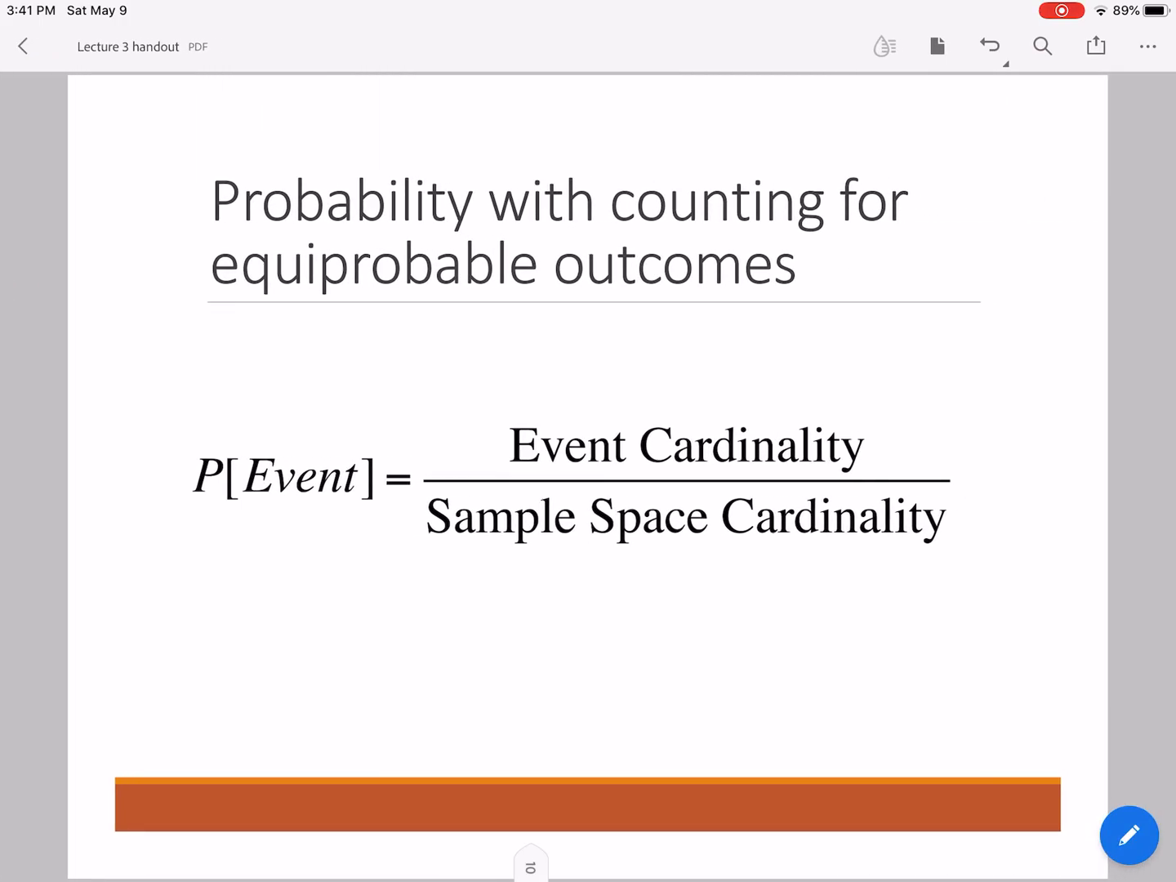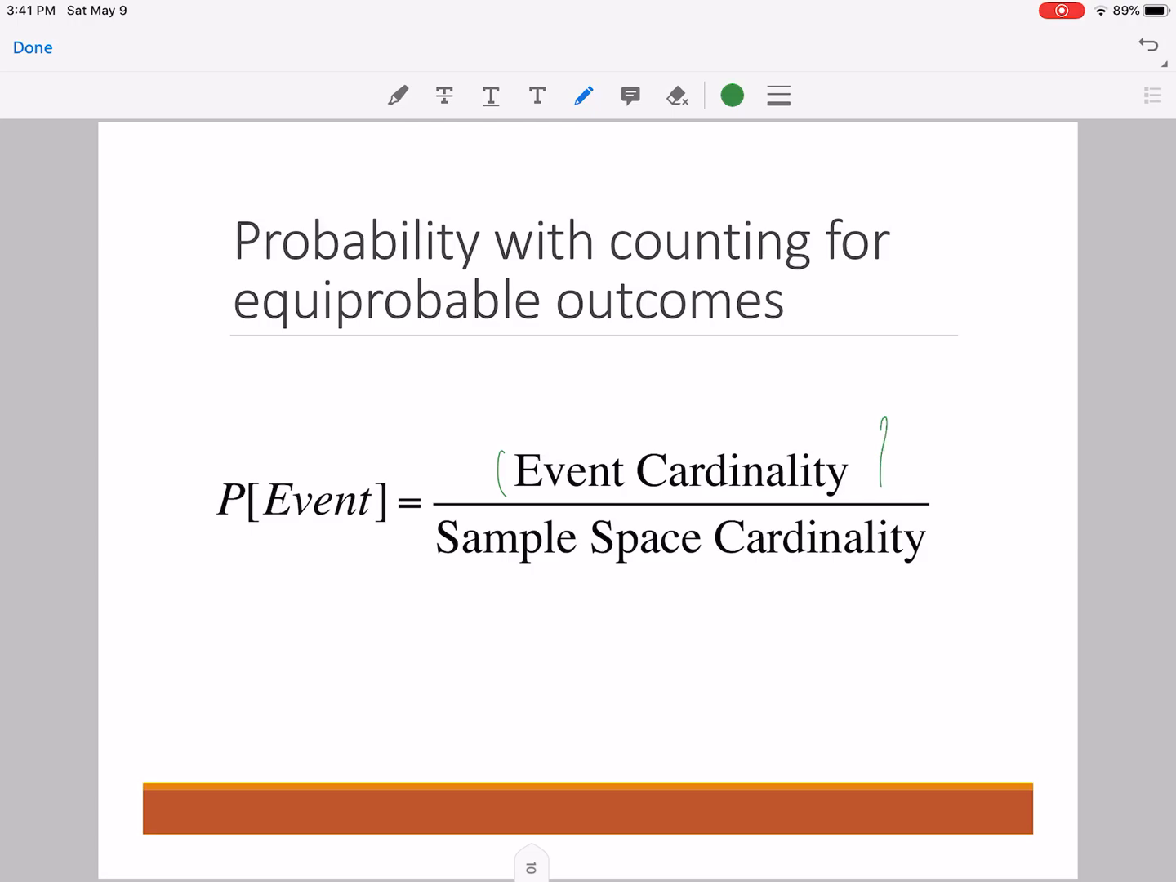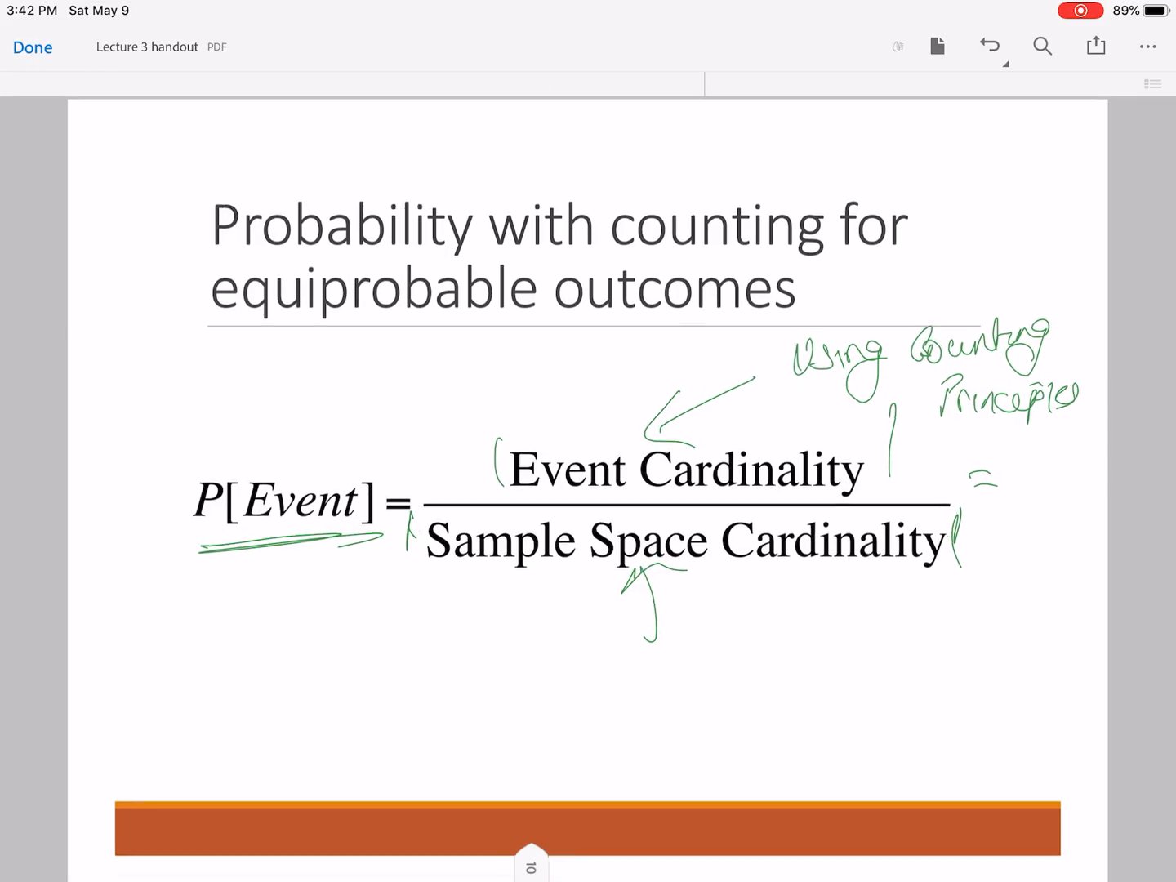Okay. With respect to counting principles, we'll be heavily utilizing this equation to find probabilities of events. Specifically, we'll be using counting principles to find the cardinality of the event, and we are going to find the cardinality of the sample space and divide the cardinality of the event by the cardinality of the sample space to obtain the probability of that event. These cardinalities will be obtained using counting principles. And let me show you some example.